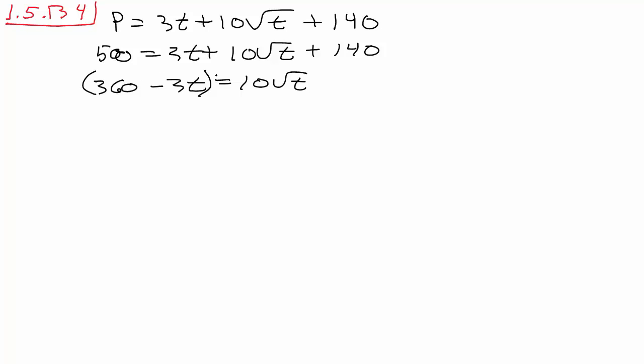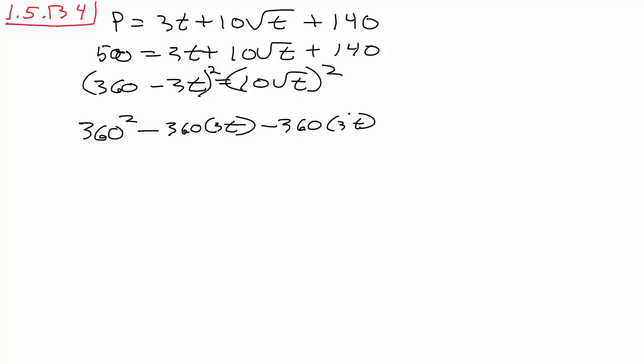And remember, when you square both sides, you square them as one big old piece, so you're going to have to FOIL out the left. So on the left-hand side, you're going to get 360 squared, whatever that is, and then minus 360 times 3t twice. You're going to get two of those, minus 360 times 3t. And then, of course, you're going to get minus 3t times minus 3t, which becomes plus 9t squared. And on the right-hand side, when you square that, you get 100t.